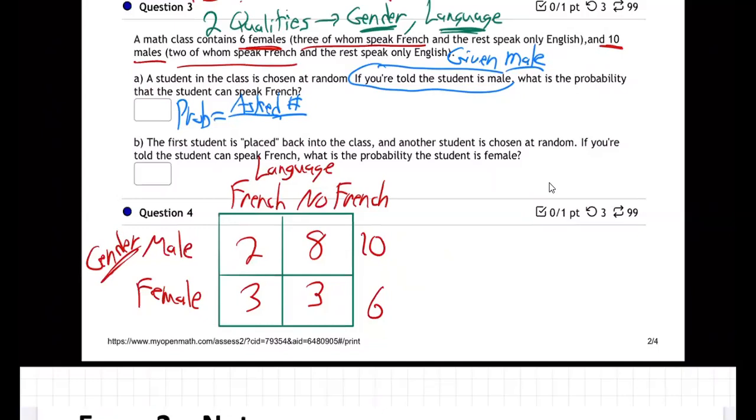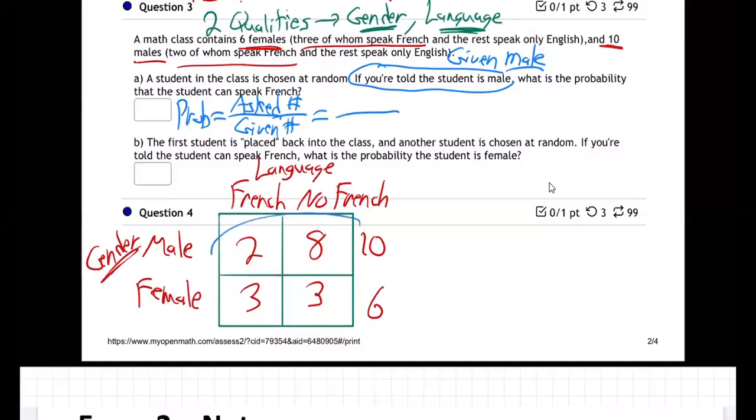So, right, we're told the student was a male. Like if I said, hey, I grabbed somebody at random, I wanted to know if they were fast. By the way, they were on a soccer team. That's when I tell you something, you're given that, right? So that's got to be our denominator. So we're given they're a male.